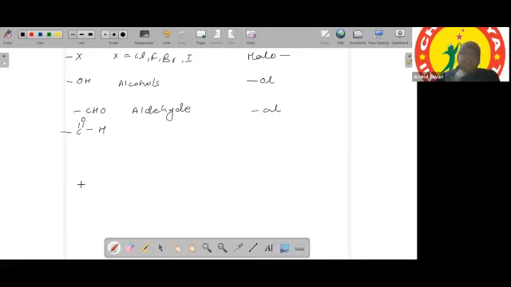Then we studied the COOH, or the carboxylic acid group. CO and OH, this was the carboxylic acid group, and they are named with the ending oic acid.